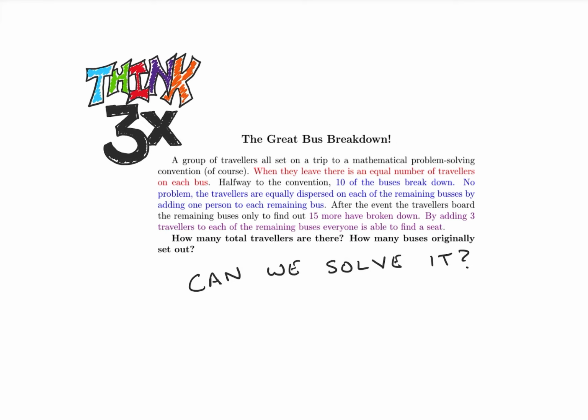When they get halfway there, 10 of the buses break down, and the travelers are just redispersed so that there's one more traveler per bus. On their way home, another tragic bus breakdown happens, 15 more break down, and they add 3 total travelers to each of the remaining buses. All right, so our goal is to determine how many total travelers there are and how many buses were originally sent out.